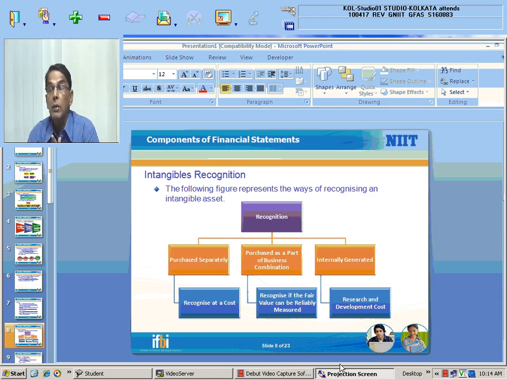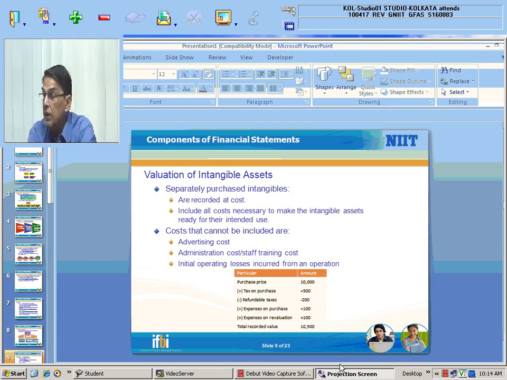So first we'll talk about separately purchased intangible assets. Intangible assets which are purchased separately are recorded at cost. It will include all costs necessary to make the intangible assets ready for their intended use. So whatever applies for property, plant and equipment also applies here. It will be recorded at cost and include all costs which are necessary to make the intangible assets ready for their intended use.